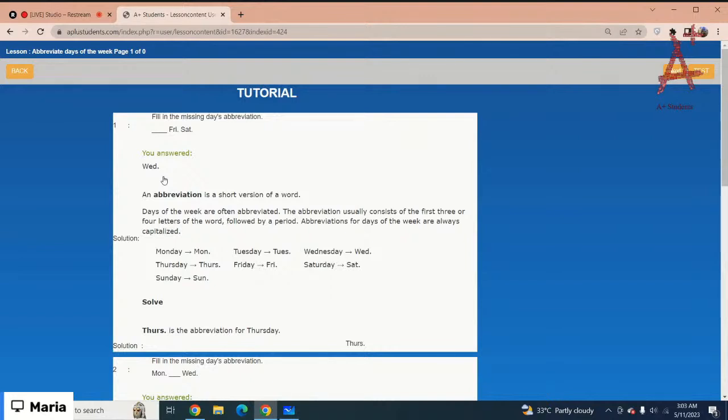For Wednesday, it would be WED. For Thursday, it would be THURS. For Friday, it would be FRI. For Saturday, it would be SAT. And for Sunday, it would be SUN. Got it? You have to keep this very important thing in your mind. All the rest of the days have the first three letters, other than Tuesday and Thursday, which have the S also included. Got it? Let's start with the test questions.